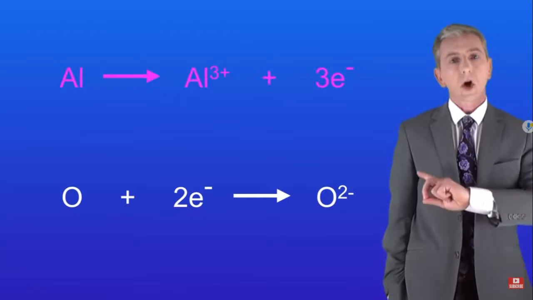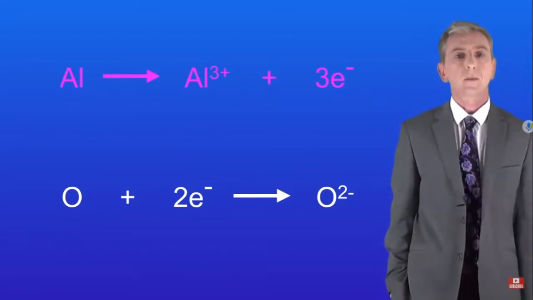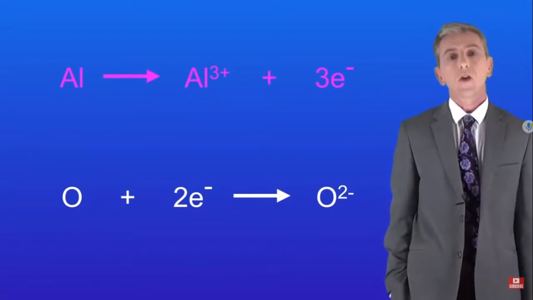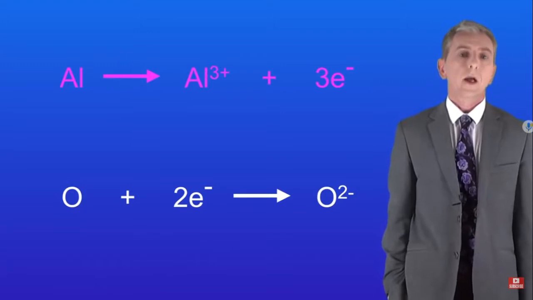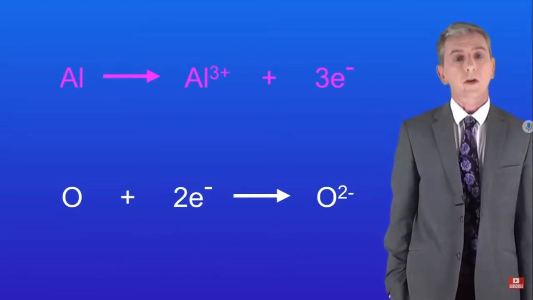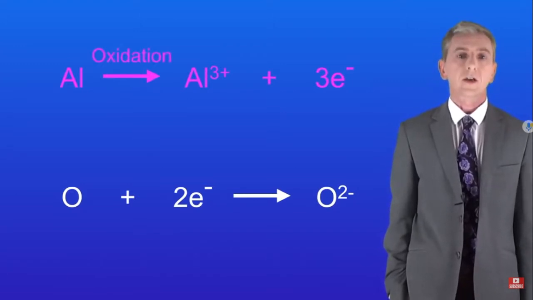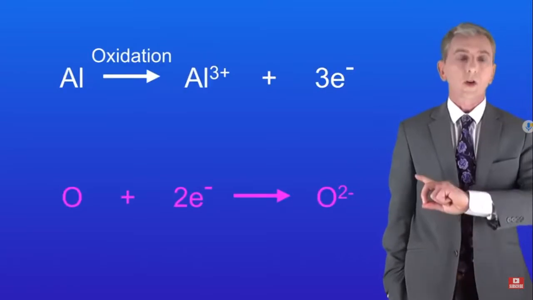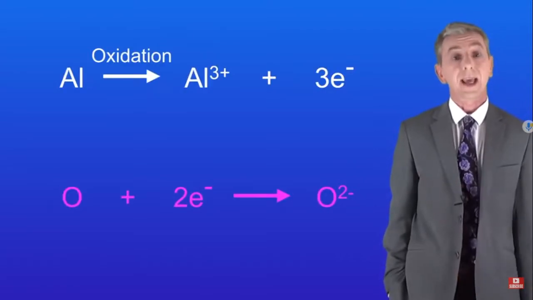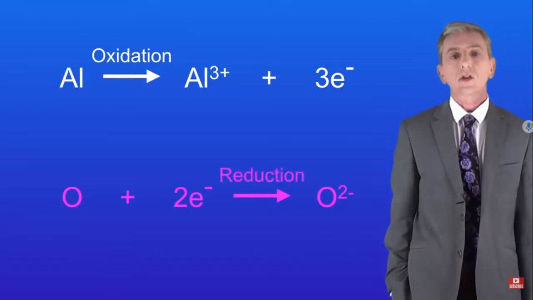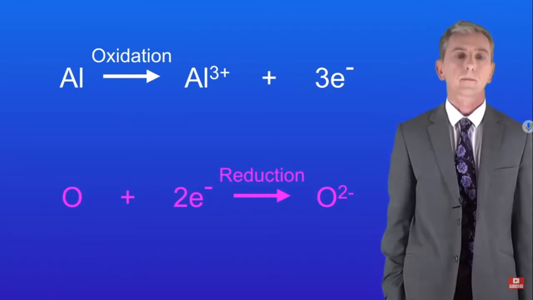Okay, so this half equation shows an aluminium atom losing 3 electrons to form an aluminium ion. Because the aluminium atom has lost electrons, this is an oxidation reaction. This half equation shows an oxygen atom gaining 2 electrons to form an oxide ion. This is a reduction reaction, as the oxygen atom has gained electrons.